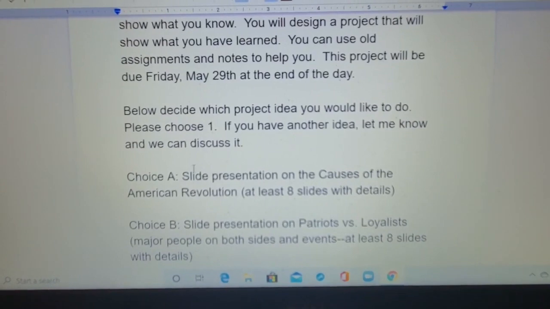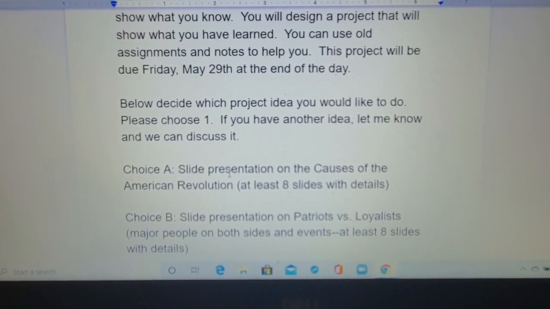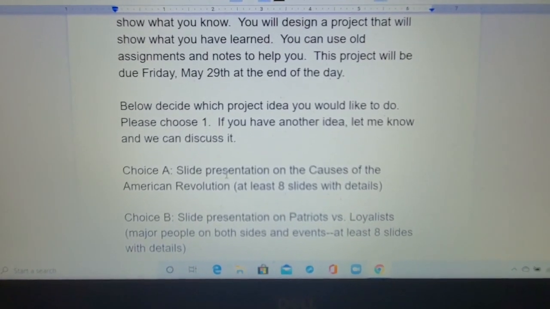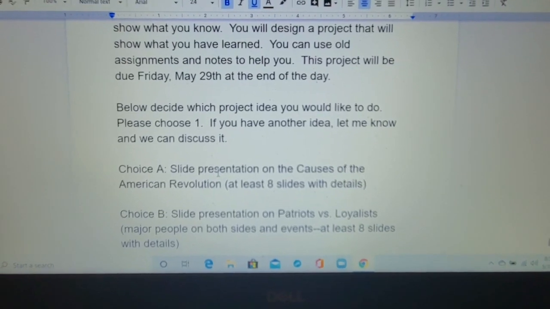Choice A, you can do a slide presentation, Google Slides, on the causes of the American Revolution. It has to be 8 slides at least with details. So you would pick all the events that led up to the war.